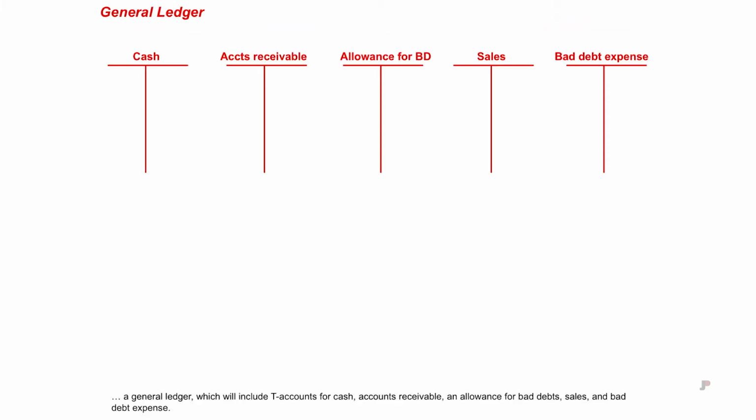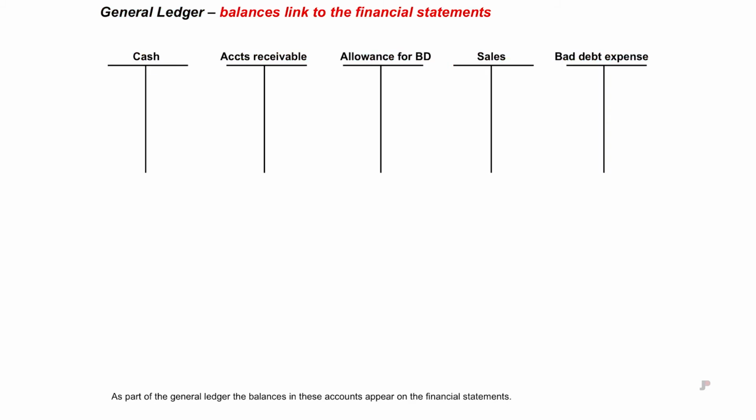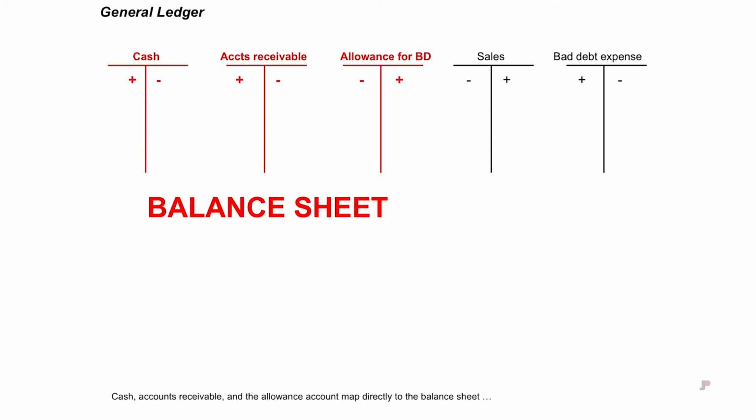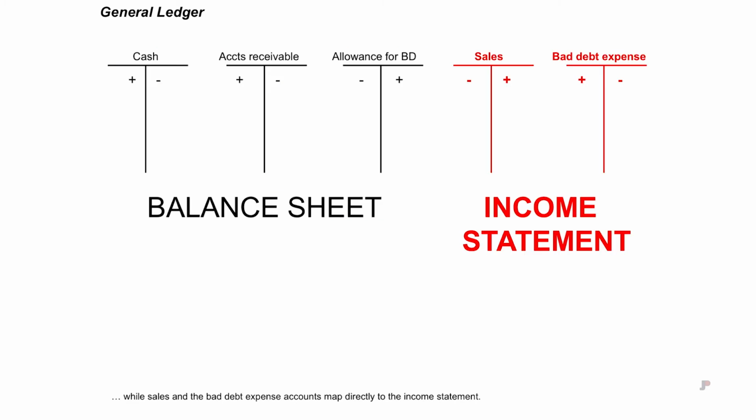During that time we will maintain a general ledger which will include T accounts for cash, accounts receivable, allowance for bad debts, sales, and bad debt expense. As part of the general ledger, the balances in these accounts appear on the financial statements. Cash, accounts receivable, and the allowance account map directly to the balance sheet, while sales and the bad debt expense accounts map directly to the income statement.